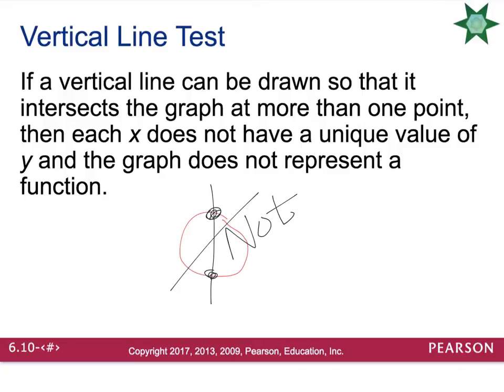But if you looked at the graph of a parabola, and you drew a vertical line, and you can draw the vertical line anywhere, notice that the vertical line only intersects at one spot and one spot only. So that is good. That means this is a function.